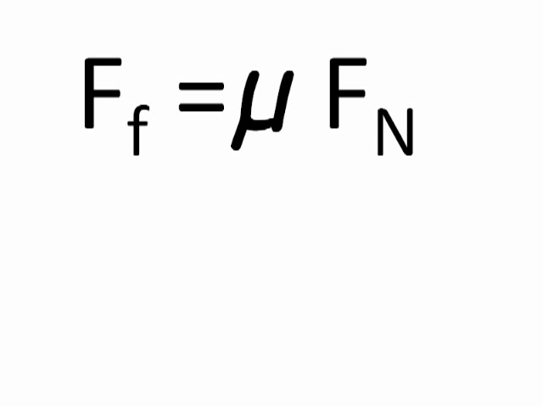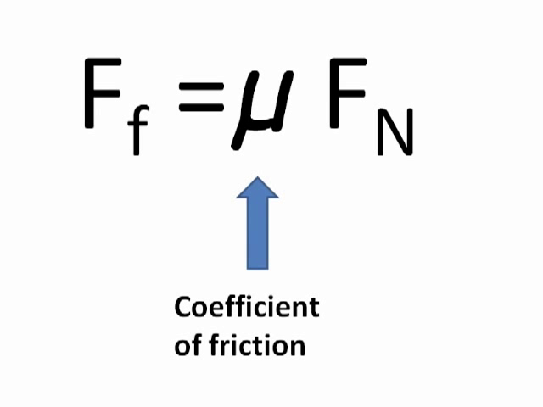The formula for friction is equal to mu, which is a constant reflecting the nature of the two surfaces in contact. It's called the coefficient of friction. This is multiplied by the normal force.